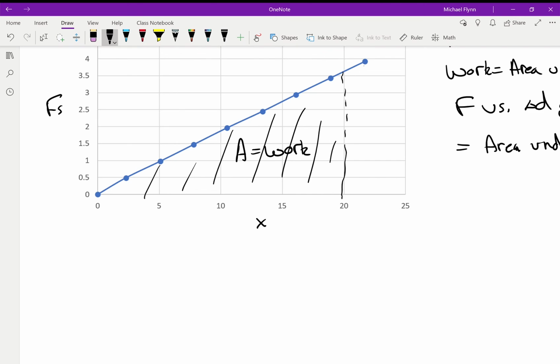So what happens when you're doing work on a spring? Well, the spring stores energy. It's really cool because it's got elastic potential. So this is a new kind of energy. We call it elastic potential energy.